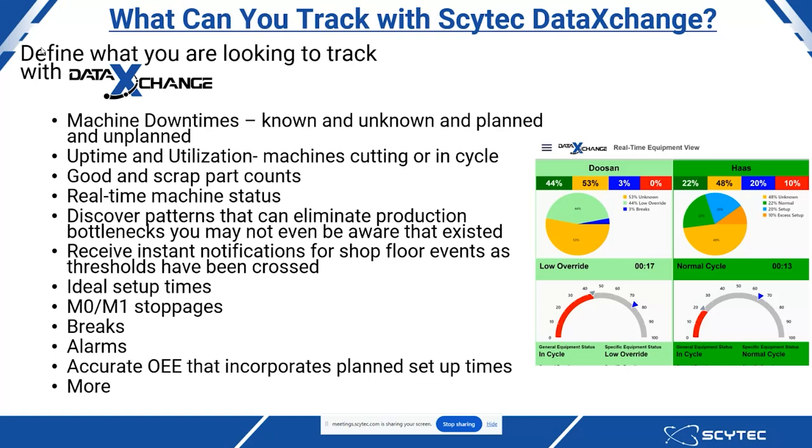split into known and unknown, and planned and unplanned downtime, uptime and utilization, whether or not your machine is cutting or in cycle. You can also track good and scrap part counts, see real-time machine statuses like what you're looking at over there on the right-hand side. And you can discover patterns that eliminate production bottlenecks that you may not even be aware that existed. You can receive instant notifications for shop floor events and as thresholds that you determine have been crossed.